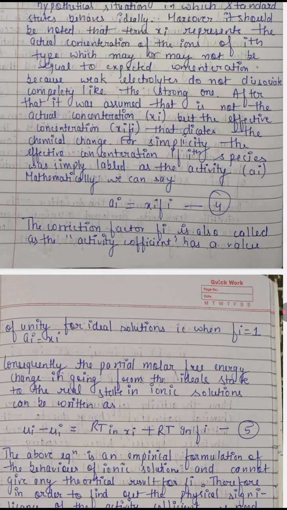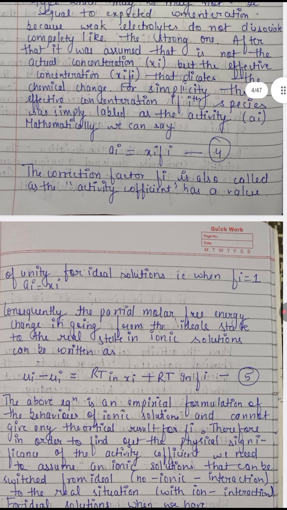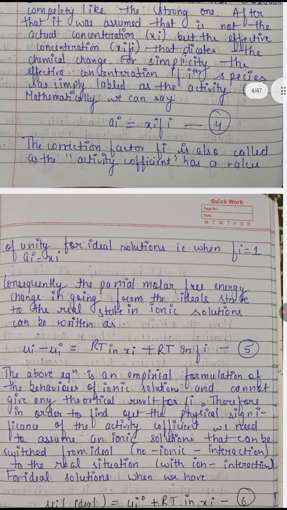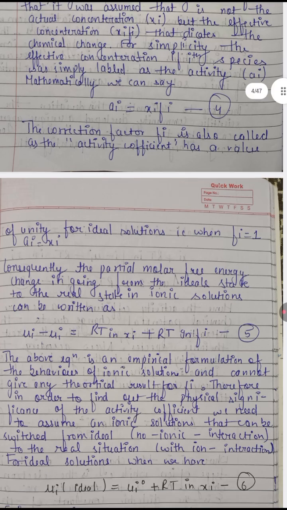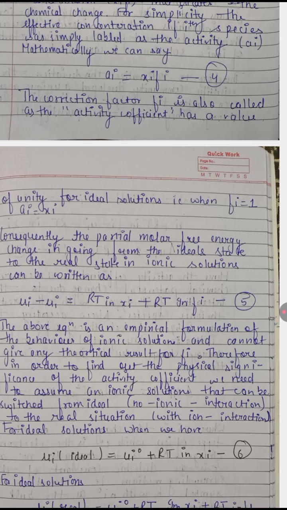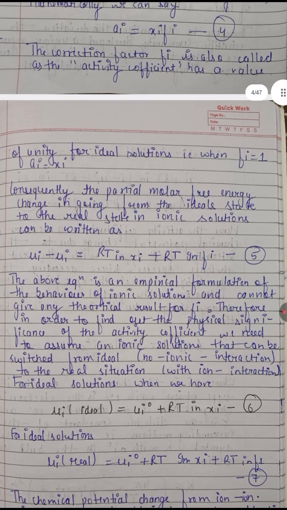Moreover, it should be noted that xi represents the actual concentration of the ions of the ith type, which may or may not be equal to the expected concentration because weak electrolytes do not dissociate completely like the strong ones. After that, it was assumed that it is not the actual concentration xi but the effective concentration xi into fi that dictates the chemical change. For simplicity, the effective concentration of the ith species was simply labeled as the activity ai. Mathematically, we can say ai is equal to xi into fi, which is equation 4.